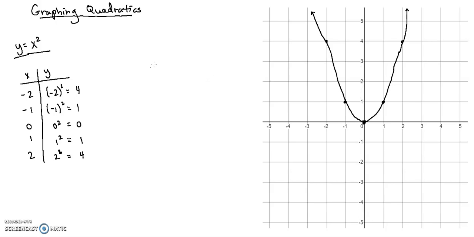Let's try another one, and let's look at y equals x squared plus 2. So we see the x squared, but what does the plus 2 do? So let's make a table of values again. And I'm going to plug in those same values. And this time when I plug it in, I'm going to square it and then add 2. Okay, so I'm going to plug all these in.